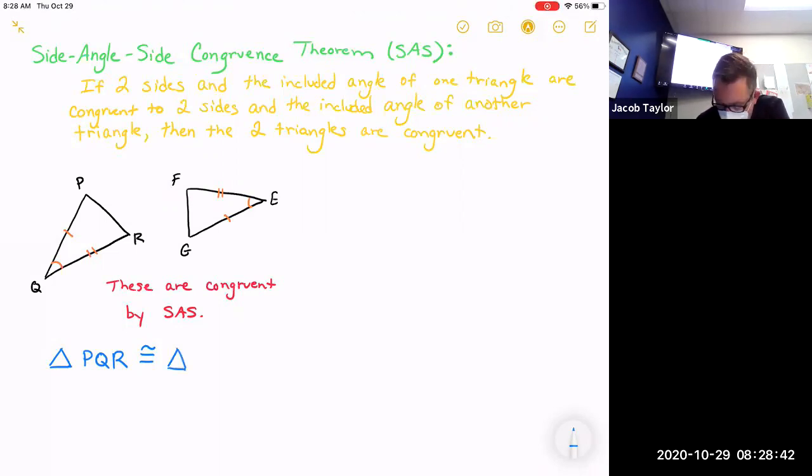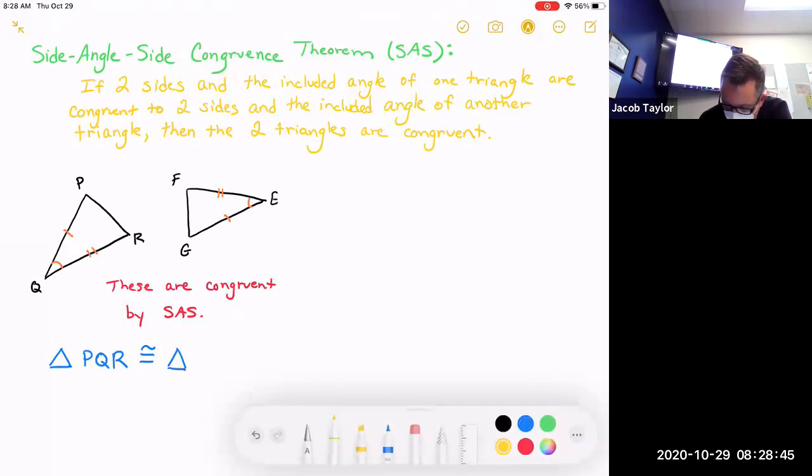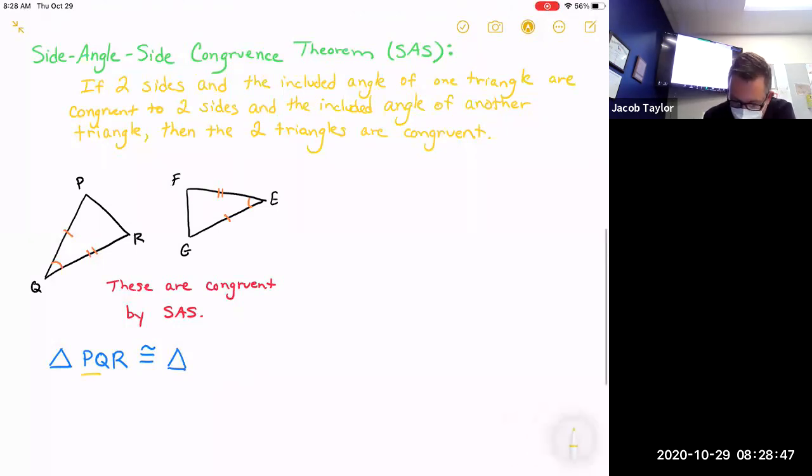Okay, so the first two letters that I have are PQ, which is this side right here, PQ, the side with one diddly-do showing it's congruent. Look at the other triangle. Which side of the other triangle has the one diddly-do? EG. Okay, but I can't just write that because the question is, should I write EG or should I write GE?